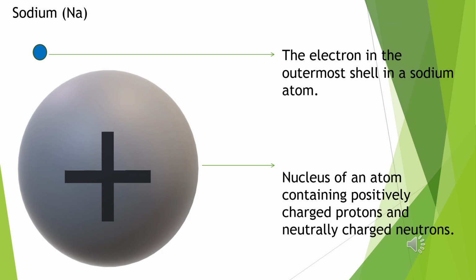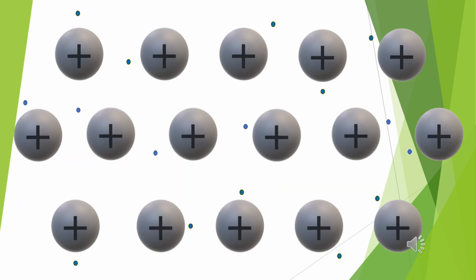The blue dot is the electron in the outermost shell in a sodium atom, and the gray one with the plus sign in the middle is the nucleus of an atom, containing positively charged protons and neutrally charged neutrons. In this, you can see several sodium atoms and their outer electrons orbiting the nucleus.